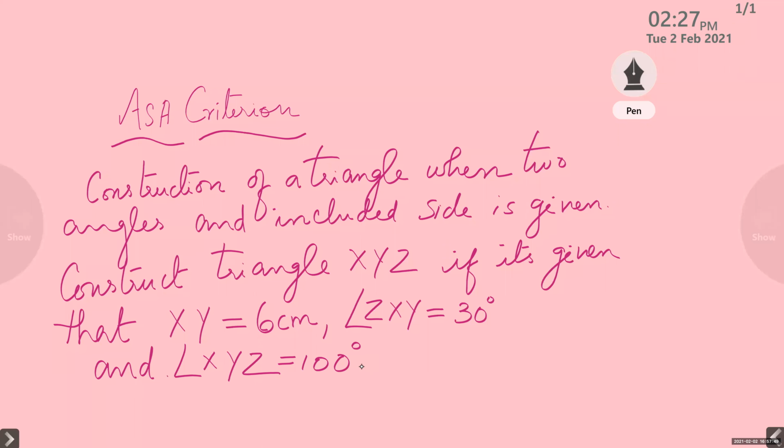Two angles and one included side is given. Just see, construct triangle XYZ if it's given that XY is equal to 6 centimeter, angle ZXY is 30 degree and angle XYZ is 100 degree. Okay.